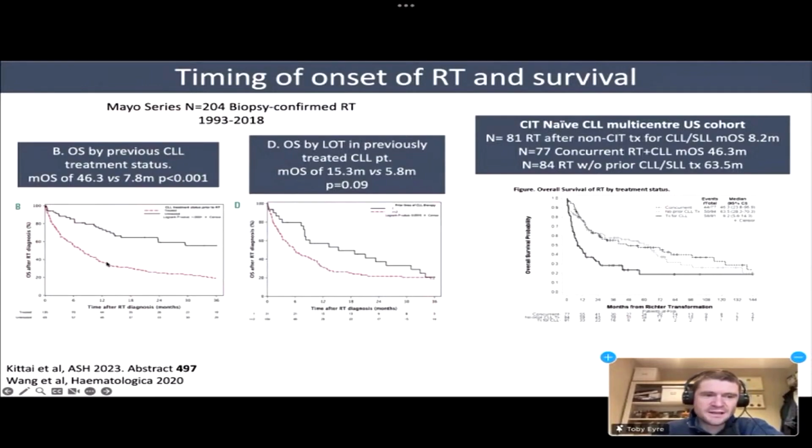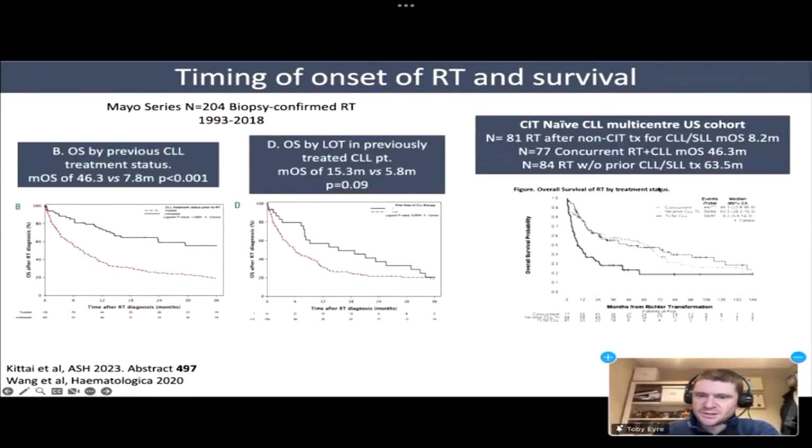And it makes biological sense, of course, but just a reminder that actually your survival is very much influenced by your historical CLL disease course. And this is dividing patients further into whether they've had 1 prior CLL treatment or more than 1. And again, you can see quite a substantial difference here.